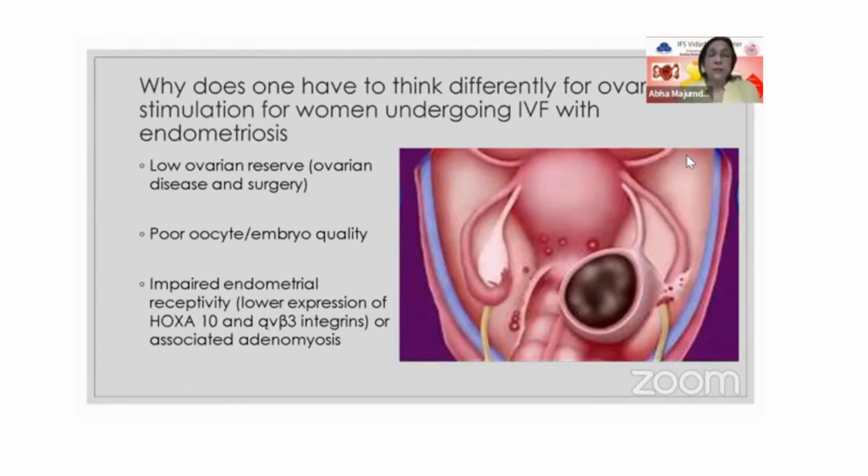And along with that, with the endometrioma sitting somewhere in the pelvis, endometriosis all over, the endometrial receptivity gets impaired. What happens? Lower expression of HOXA 10 and alpha 5 beta 3 integrins happens. So when you remove endometrioma, you also increase the endometrial receptivity by bringing back the expression of these two integrins and HOXA 10. Or there could be associated adenomyosis, which is the brother of endometriosis. So this causes altered receptivity of the uterus also, due to changes in the uterine musculature and blood supply.